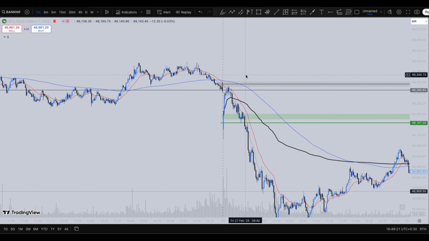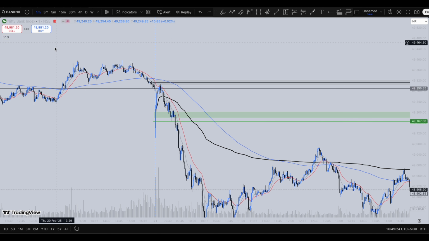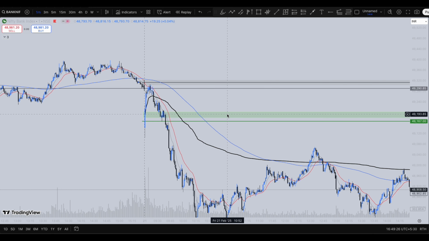Time is around 4:49. Let's look at Bank Nifty as well as Nifty 50 trade analysis. First, let's look into Bank Nifty. As you can see today in Bank Nifty, the market showed a decent amount of price action.